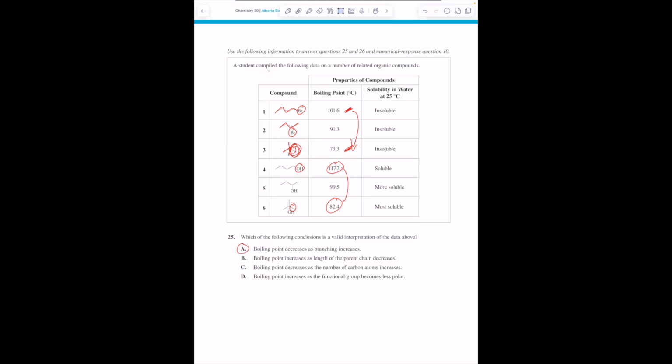Let's just go through the others and disprove the others. Boiling point increases as the length of the parent decreases. Well, here's our parent. 1, 2, 3, 4. 1, 2, 3. And the boiling point went down as the chain decreased. So this says the boiling point increases. That's false. It actually decreases as the parent chain decreases. Same here. 4 carbons, 3 carbon parent. So that's false. Out. Okay, next one.